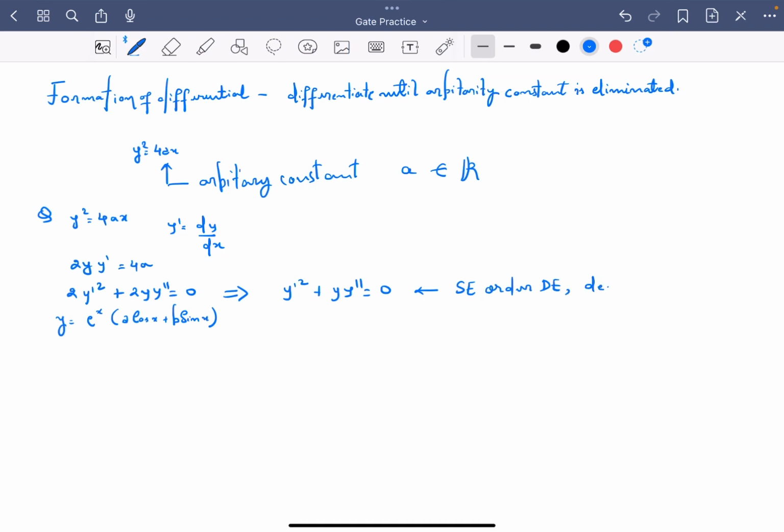Degree of this equation is what? Degree is 1. Degree is the highest power of the second derivative, which is 1. Okay, let's solve another problem. Let me bring this down.